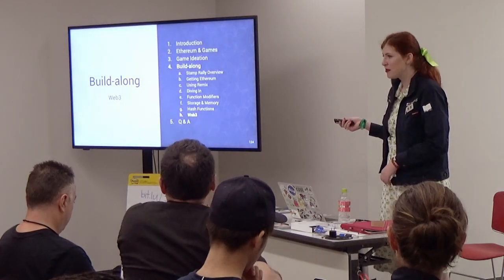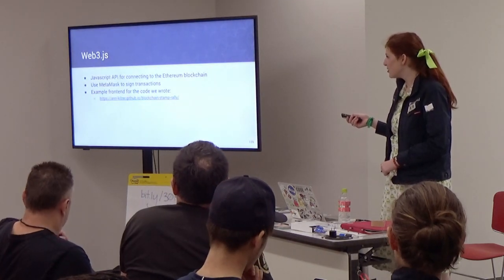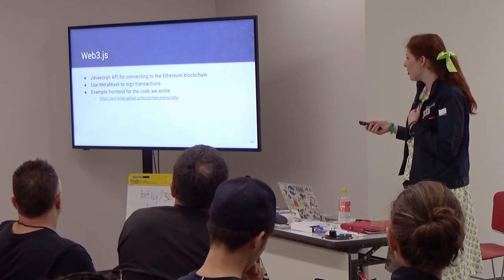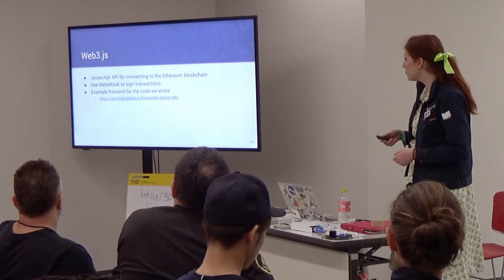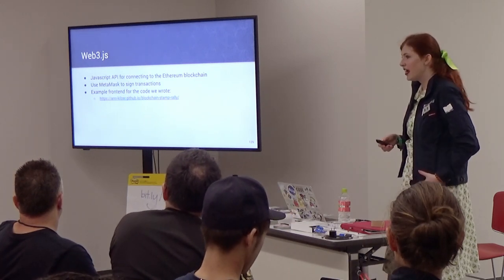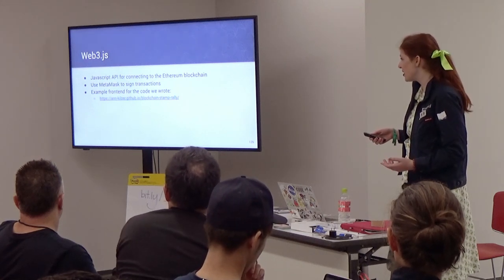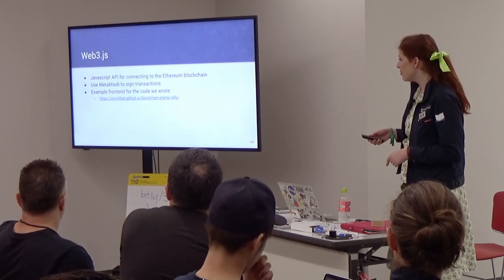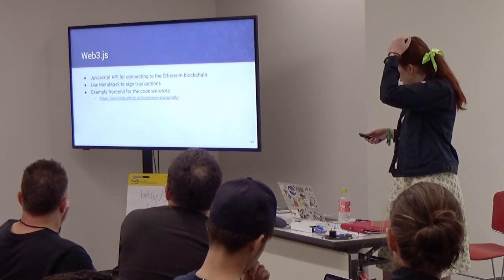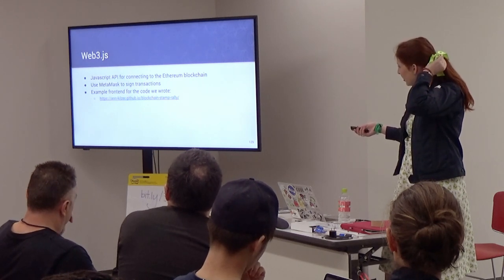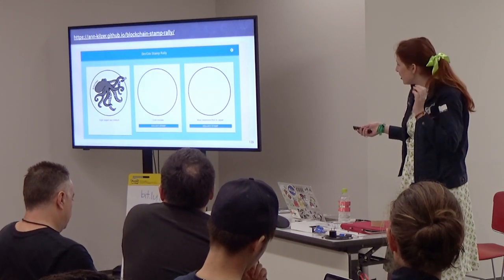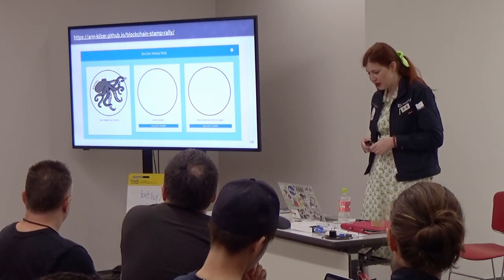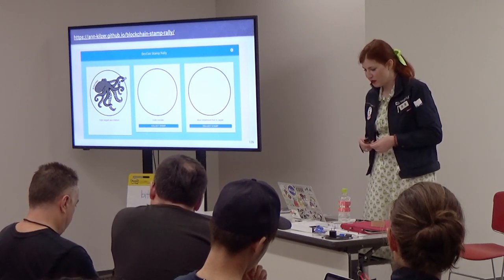Let's talk a little bit about Web3. Web3.js is one of the libraries available for connecting to the Ethereum blockchain. So put some JavaScript and some fun pictures on the front of your smart contract. And we'll be using MetaMask to sign transactions. So if you could go to and-kilzer.github.io/blockchain-stamp-rally, I'm on slide 125 and there's a link, then we can actually see it in action here. Here it is again. So people will load that up and have your MetaMask wallets ready.